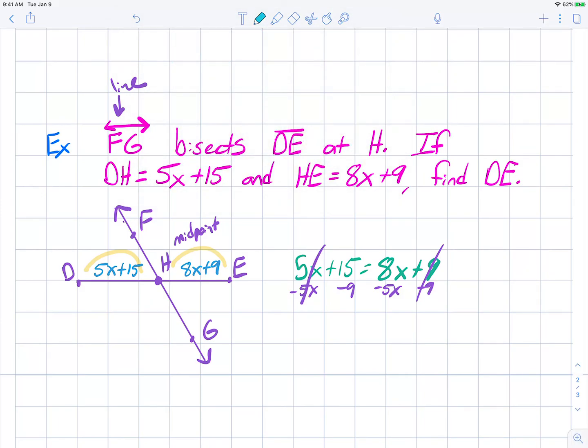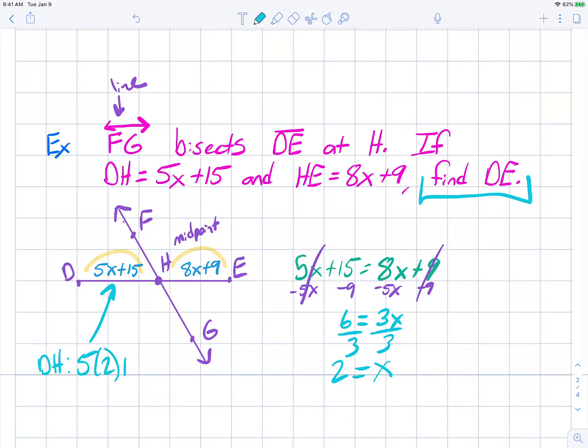And 15 minus 9 is 6. 8x minus 5x is 3x. And if I divide both sides by 3, I get x equals 2. Now again, my final answer is not x equals 2. It is what's the length from D to E. So I'm going to plug x equals 2 into that right there. So I'm going to say from D to H is 5x, which I know is a 2, plus 15. 5 times 2 is 10, plus 15 is 25. So if half of it is 25, the other half of it is 25, and the entire thing has to be 50.